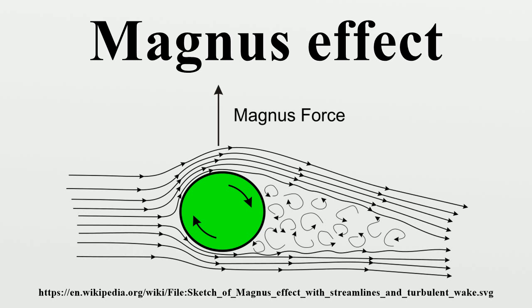Backspin on a golf ball causes a vertical force that counteracts the force of gravity slightly, and enables the ball to remain airborne a little longer than it would were the ball not spinning. This allows the ball to travel farther than a non-spinning ball.